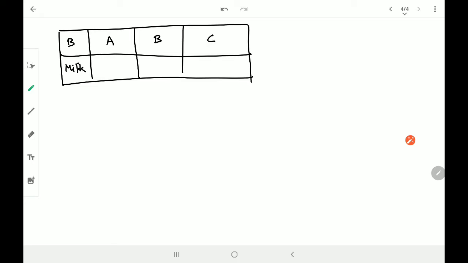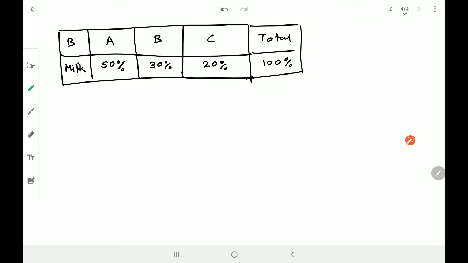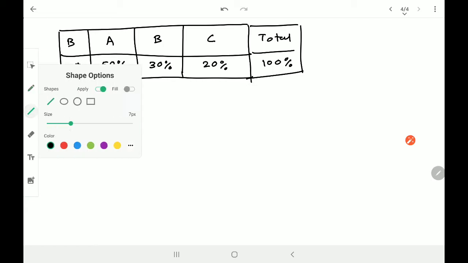These are 3 buffaloes. So buffalo A shares around 50% of my income. That means whatever income I get from the milk of these buffaloes, 50% is by A. Okay, B gives me 30% of income, and C gives me 20% of income. So these are the percentages of income I get. So what is the total here? Total income 100%. Total is supposed to be 100. It has to be 100, isn't it? So it is 100%. So now I have to draw the pie chart of it. Okay, so let's see how I can draw the pie chart of it.